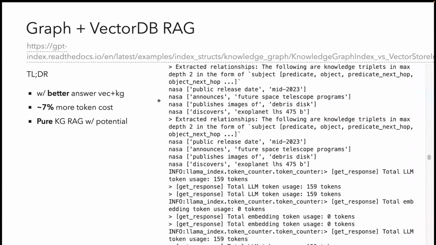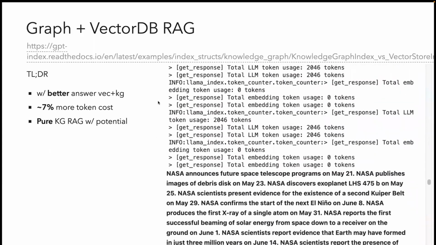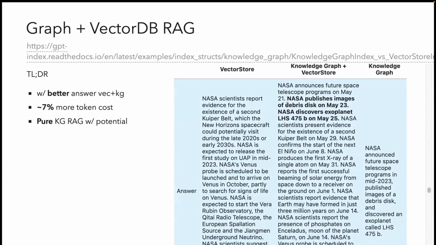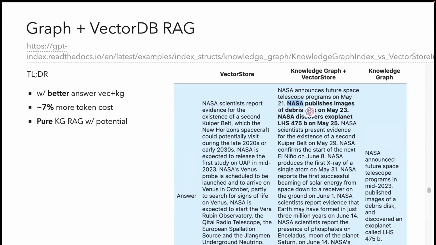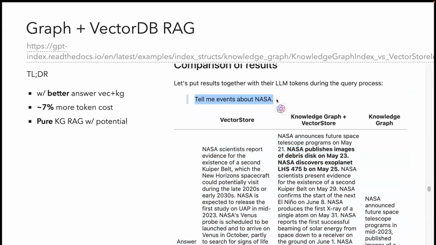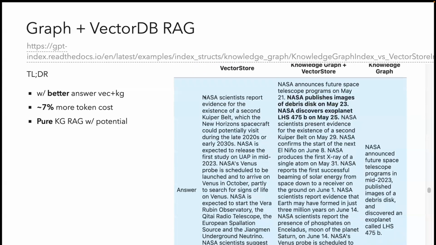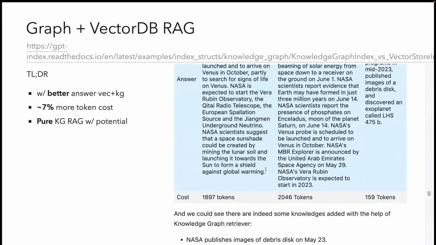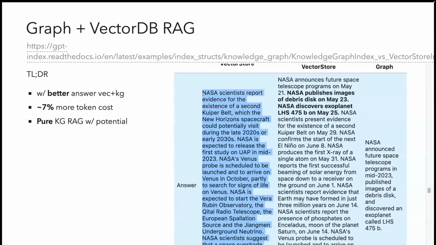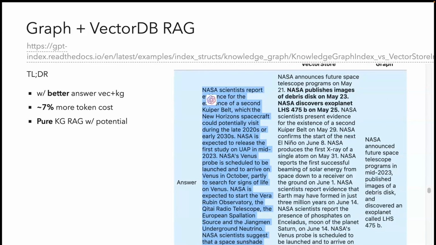And our result is showing that, for example, we are querying one question. In this case, we cherry-pick data that's created newly after the GPT training. So it's about the science events in Wikipedia in this year. We are asking about NASA: tell me the science events about NASA. We can see the vector store works excellent, and it comes with some fruitful and correct answers.